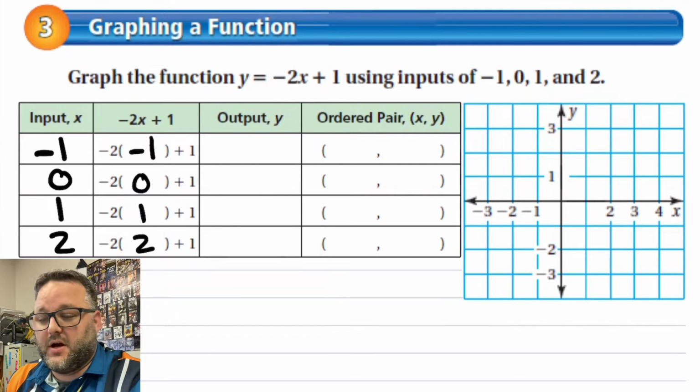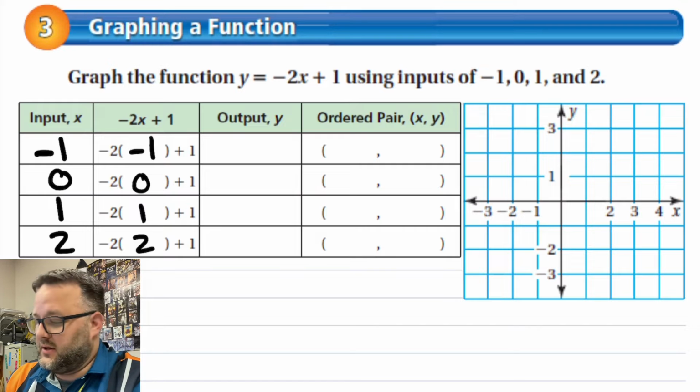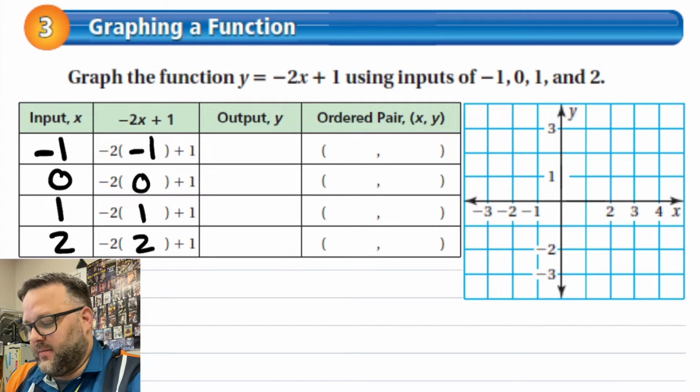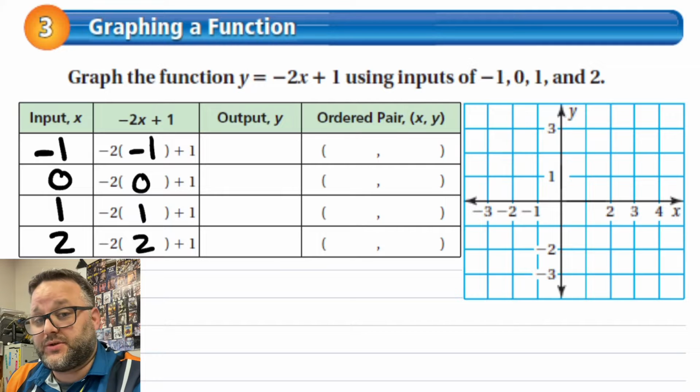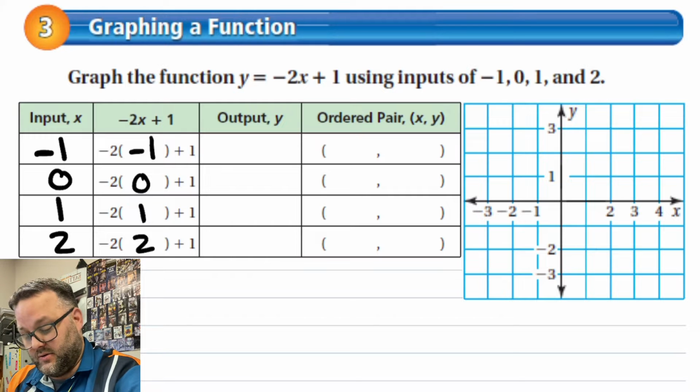All right, everyone, we're getting back to work here, graphing a function. We've got our table. Let's do it. If we think about it, this is what we just got done doing in a previous chapter. All we're doing is taking an equation, substituting in values, getting coordinates or ordered pairs, plotting them, and then creating the graph.